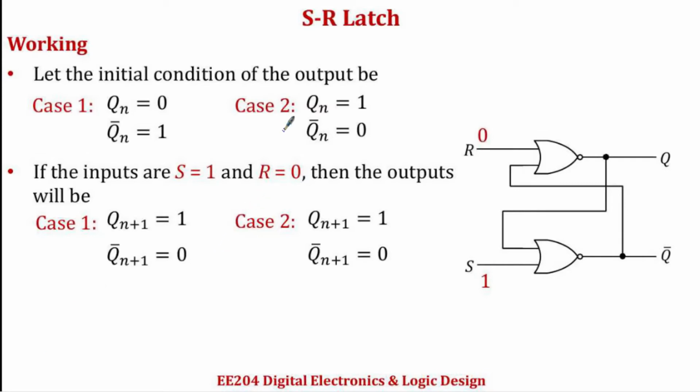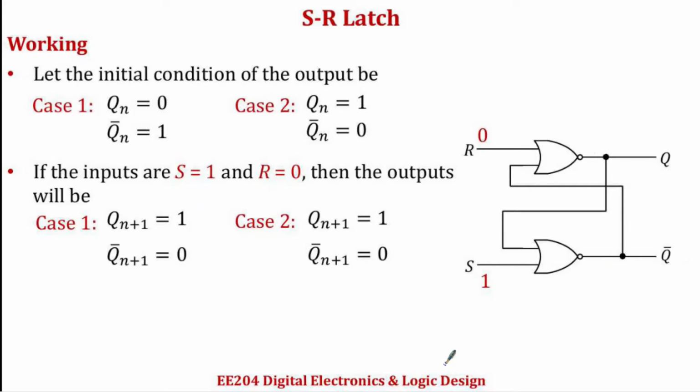Now let's see the third input combination where you have S is equal to 1 and R is equal to 0. So let the present states be 0 and 1. So 1 goes here, 0 comes here, the output of this NOR gate will be 0, the output of this NOR gate will be 0, right? This same 0 comes back here. So when you NOR this 0 and this 0, we'll get 1 as the output. So the next state becomes 1.